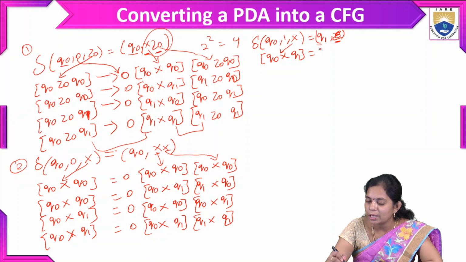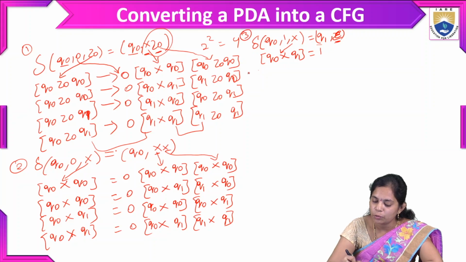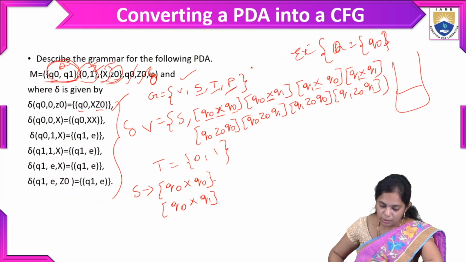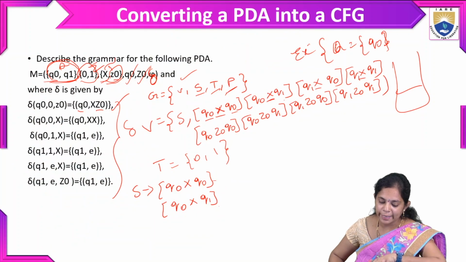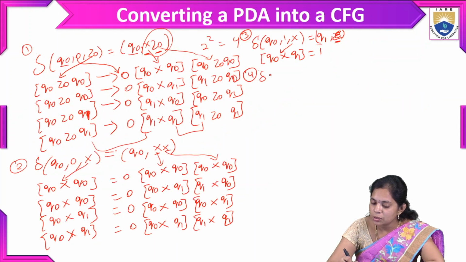and which is having the value 1. And one more production, this is the third one, and the fourth one we need to write. So transition of Q1 1x. So Q1 epsilon.